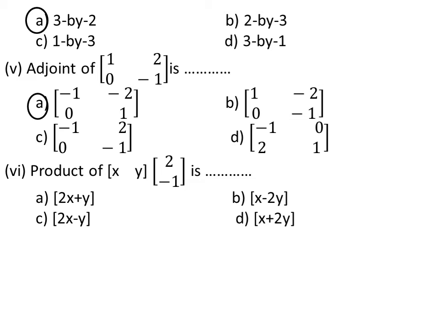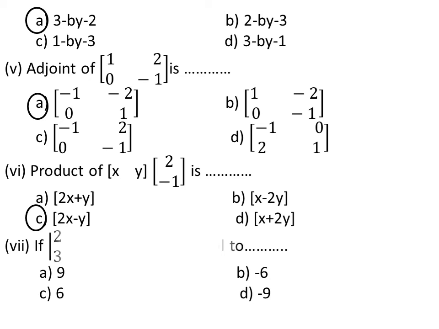Next is product of these two matrices is dash. For finding the product, we will multiply the first row of first matrix with the first column of second matrix, which will give us 2x minus y. So we choose option C.